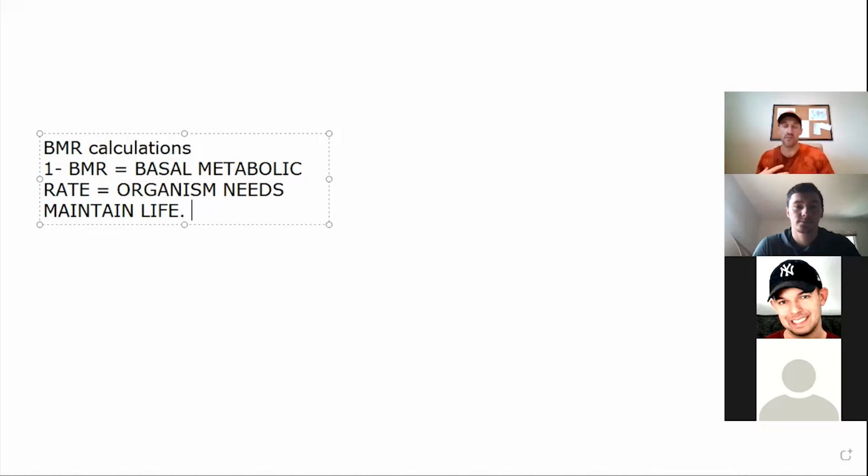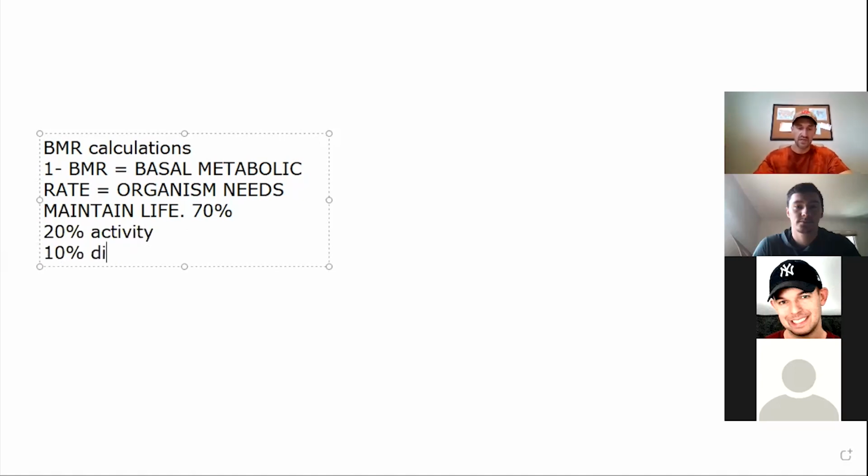So our liver needs fuel, our muscles need fuel, our skin needs fuel. It needs fuel to sustain itself. Now, 70% of the fuel that we consume goes here. Then we have 20% that will go to activity, and 10% that goes to digestion. Now, this is called DIT or TEF, diet-induced thermogenesis or thermic effect of food. Different journals will use different words. Activity and non-activity, which is called NEAT.